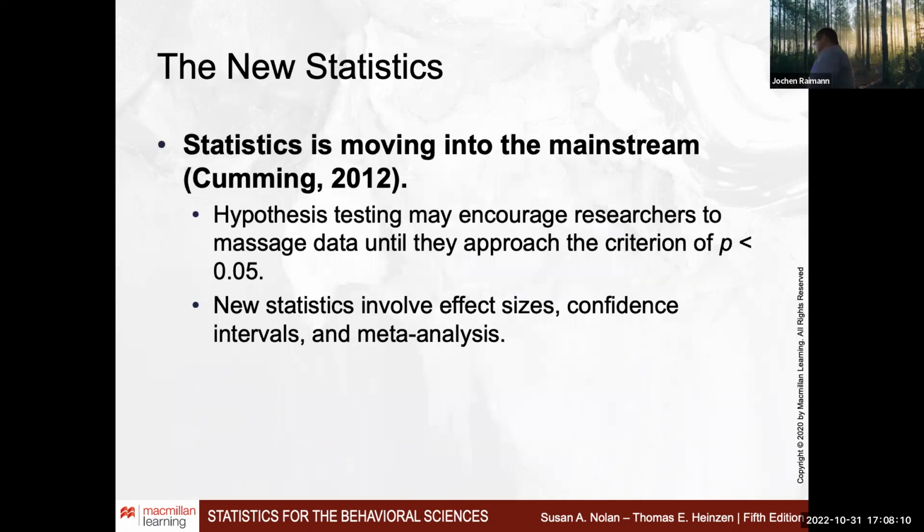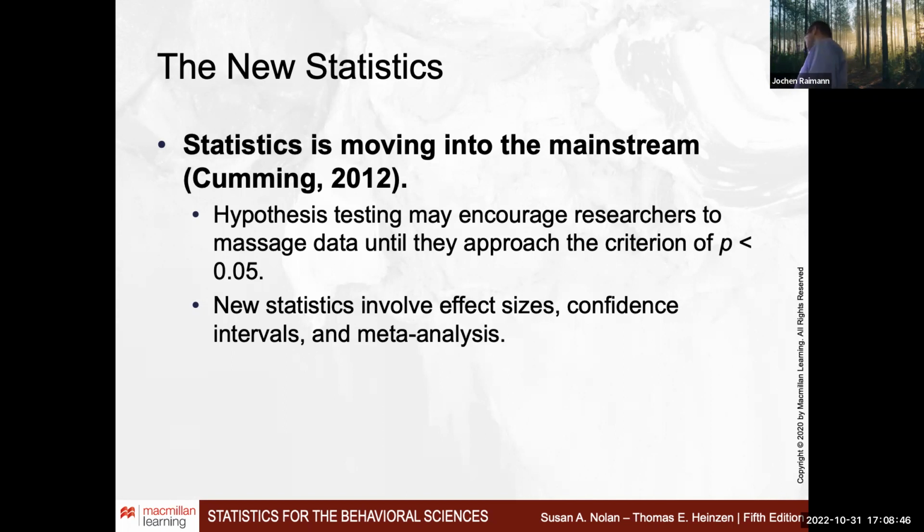But it gives us now a little bit of a taste of what Norton and Heinzen keep calling the new statistics. So new statistics are moving into the mainstream. Hypothesis testing may encourage researchers to massage data until they approach the criterion of less than 0.05. And this comes back to Norton and Heinzen's graph with 1.96, and there's a mode, a high occurrence of research publications that showed a SAT score of 1.96 that corresponds with a p-value of 5%.